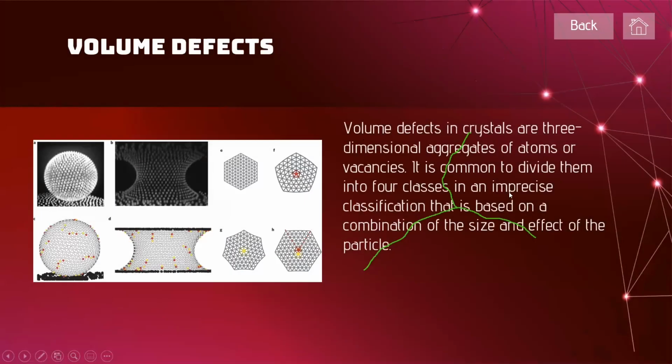Now the last is volume defects. Volume defects in a crystal are three-dimensional aggregates of atoms or vacancies. It is common to divide them into four classes in an imprecise classification that is based on a combination of the size and the effect of the particle.